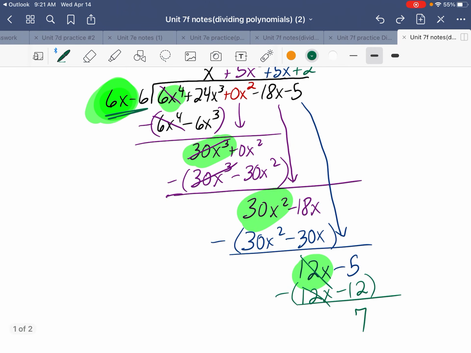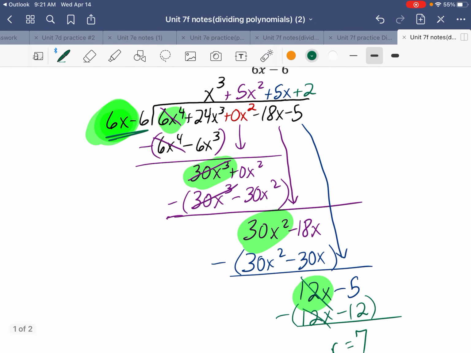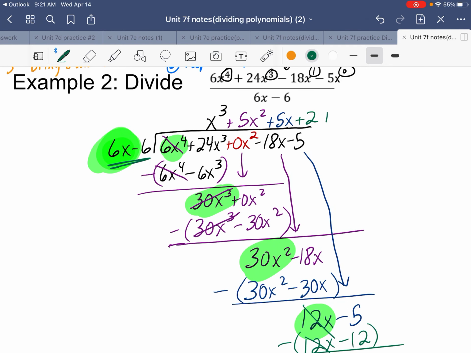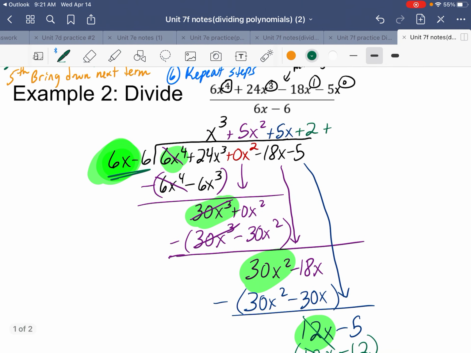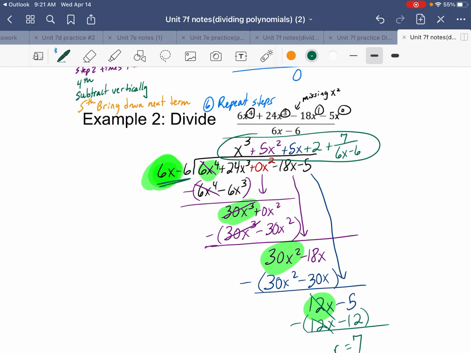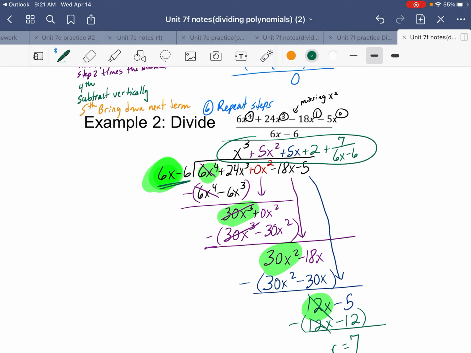So we're going to have a remainder of 7, which in terms of how I would like it written, you're adding the fraction 7 over what you're dividing by. You're dividing by 6x minus 6. So it's a fraction with 6x minus 6 as the denominator. And that'll be your final answer. Okay, that's long division. If you have other questions, please ask.